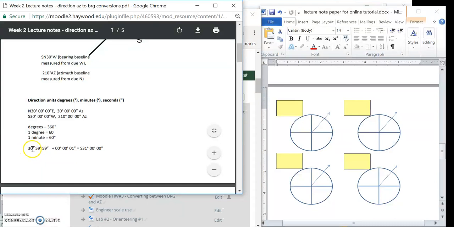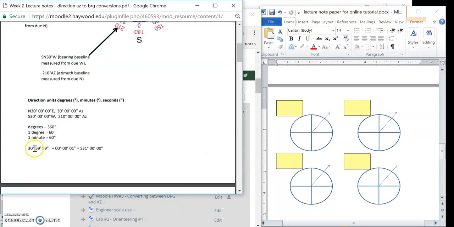So I've got a bearing that's 30 degrees, 59 minutes, and 59 seconds. And if I add 1 more degree to it, what is the total angle? Or 1 more second to it. Well, that 1 second adds to this 59 right here. That turns it into 60, so it resets. It becomes 0 instead of 60.